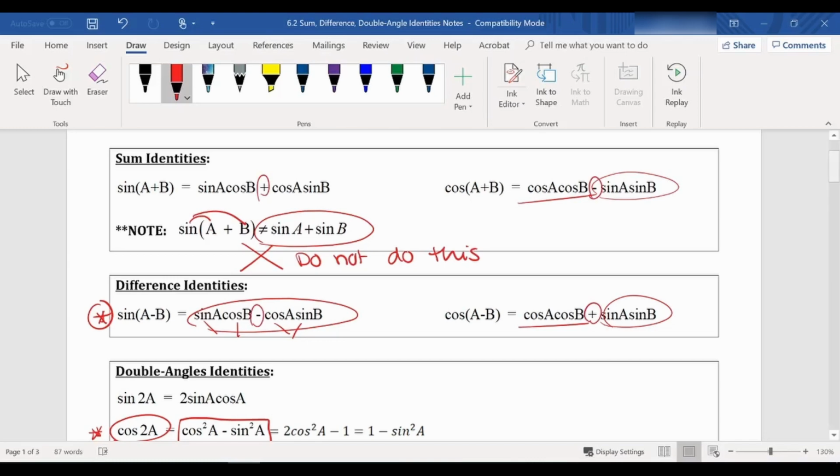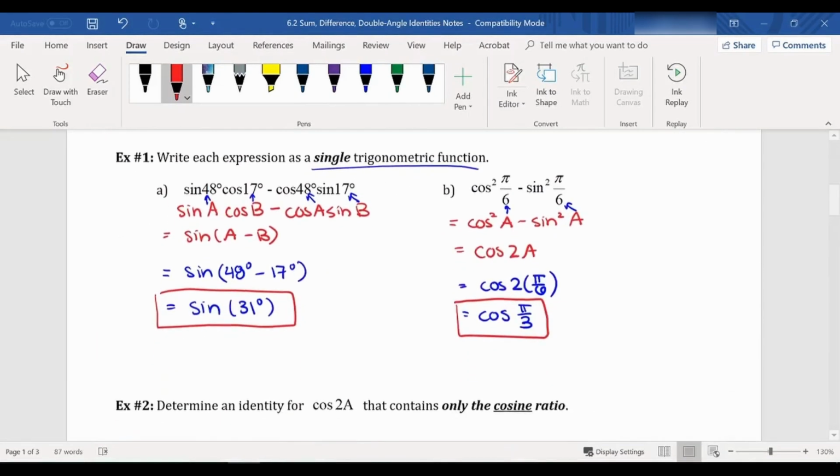Okay. So it does take a little bit of practice to notice what you're dealing with, but you do need your sheet. You need these identities handy, or it's going to be difficult to do.